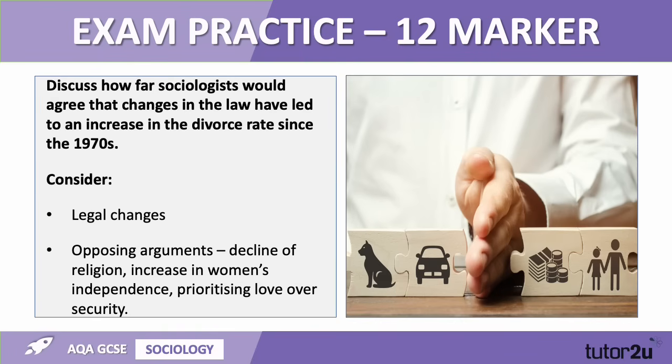So we're going to finish this section by looking at a 12-mark question. Discuss how far sociologists would agree that changes in the law have led to an increase in the divorce rate since the 1970s. So in this answer you would need to consider the legal changes, but also some opposing arguments, so alternative arguments, alternative viewpoints here. The decline of religion, increasing women's independence and prioritising love over security are all things that you could write about in this answer.